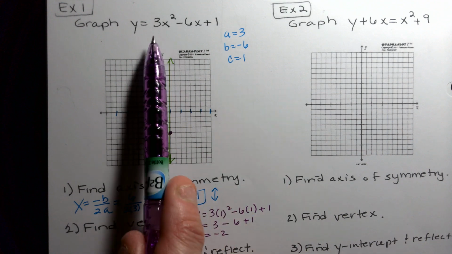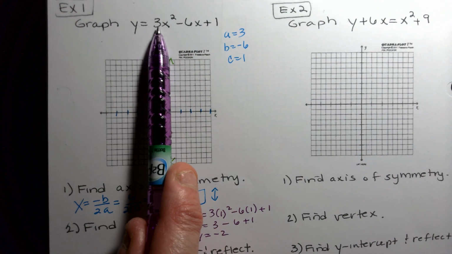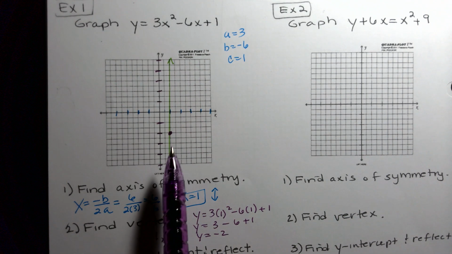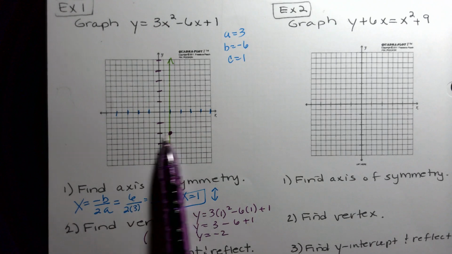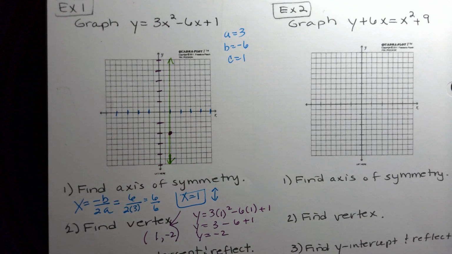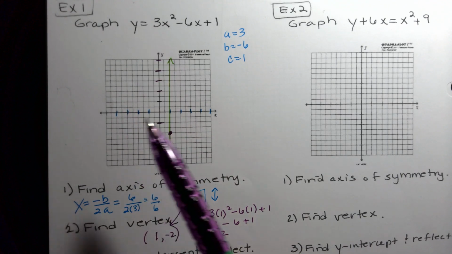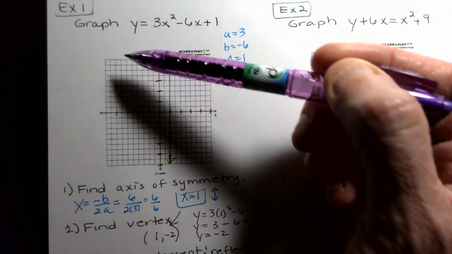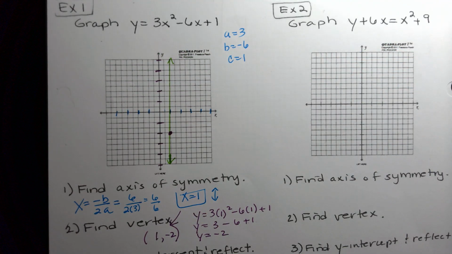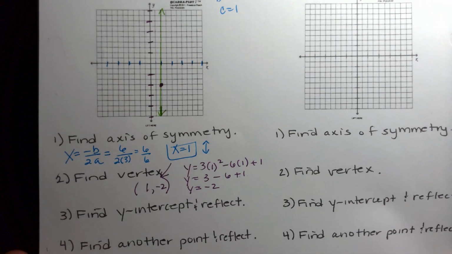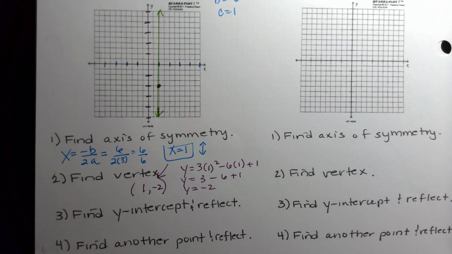Now you see that this is positive. We learned that that tells us something. Does this mean this is going to go up, or is this going to go down? It's going to go up. It's positive, so we already know it's going to curve up. The next step, as you see, is to get the y-intercept and then reflect it.